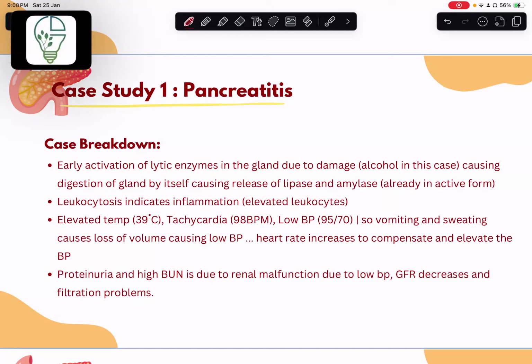This will cause filtration problems basically. So the urea nitrate in the blood increases, it's not getting filtered, and the proteins, instead of not getting filtered, they are crossing the barrier, they are getting into the filtrate, and they are produced in urine, which is a bad indicative also.